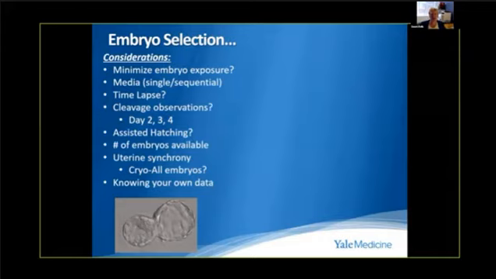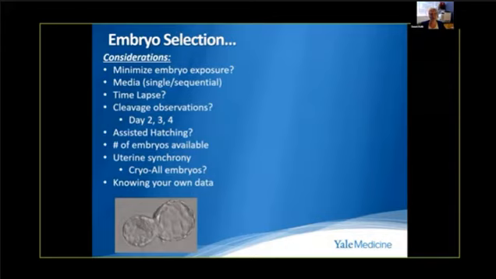So I'm going to talk about embryo selection and considerations that all labs, I think, kind of go through. Thinking about minimizing your embryo exposure. So how many times do you take the embryos or the eggs in and out of the incubator? Are you using media that we were just hearing about, single step media or sequential media? And there are more labs using time-lapse now. So is time-lapse a consideration for your lab?